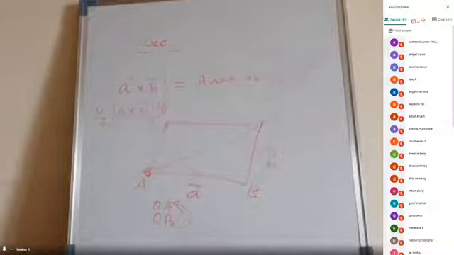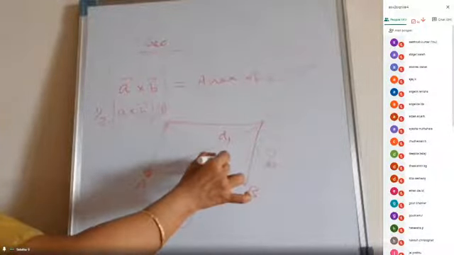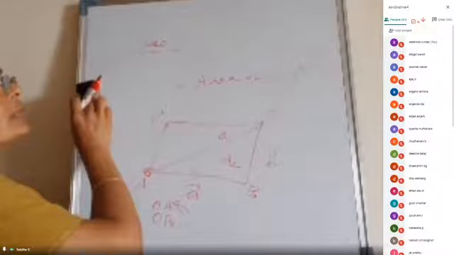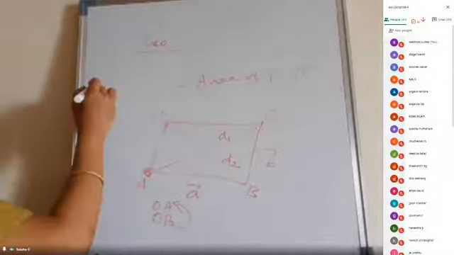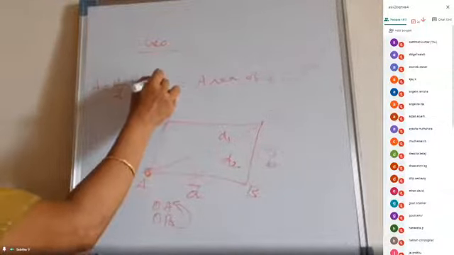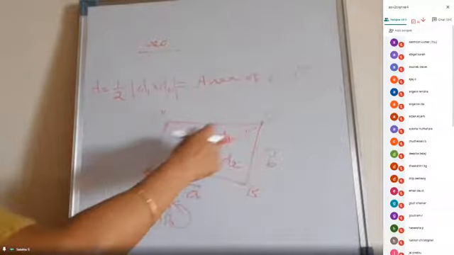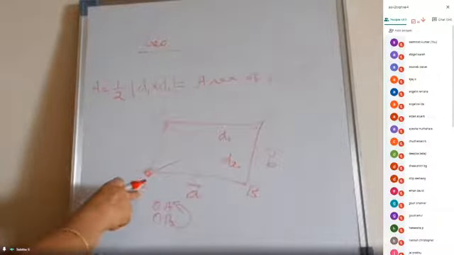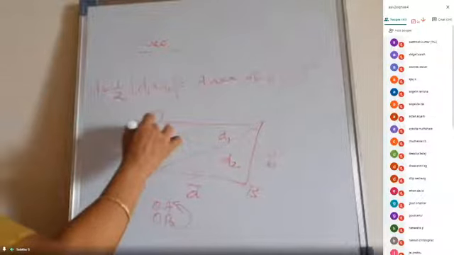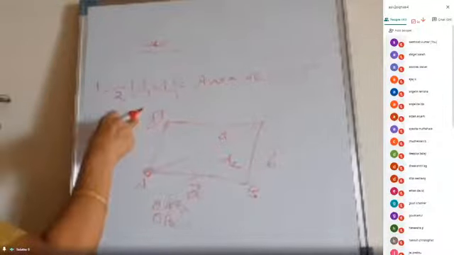Right? Ma'am, what about the area of a parallelogram when diagonals are given? This is diagonal 1, this is diagonal 2. How can I find the area of a parallelogram when diagonals are given? Area equals half of modulus d1 cross d2. AC vector: how will you find it? OC minus OA. How will you find BD vector? OD minus OB.